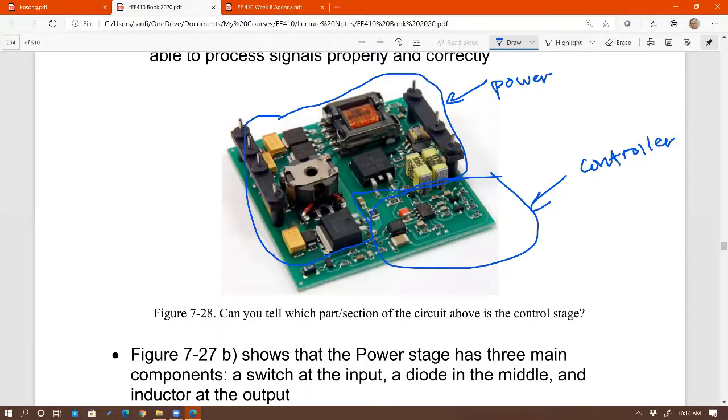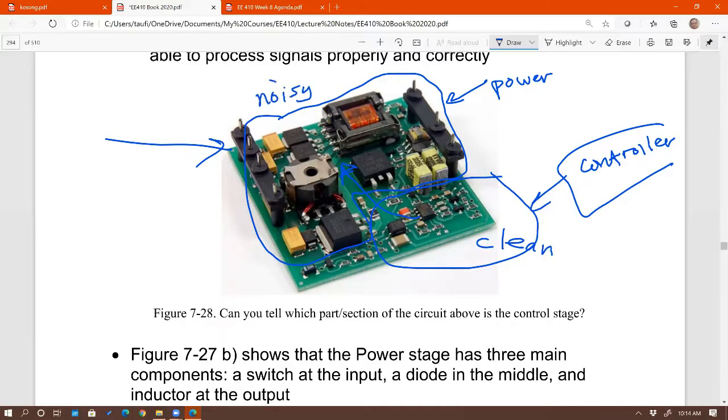You cannot put the controller stage in between, for example, power stage. Why not? Because power stage is where the noise exists. This is a switching circuit. So within the power stage, you have switching noise. Whereas controller stage processes voltages, right? So you want this signal here within the controller to be clean. And this is noisy. Is that how you spell noisy? All right. So you don't want to mix clean signals with noisy signals. Definitely. So that's why when you lay them out, you're going to have to separate the two.